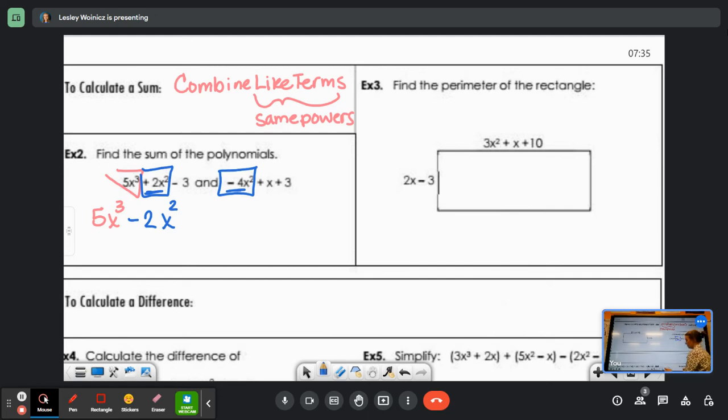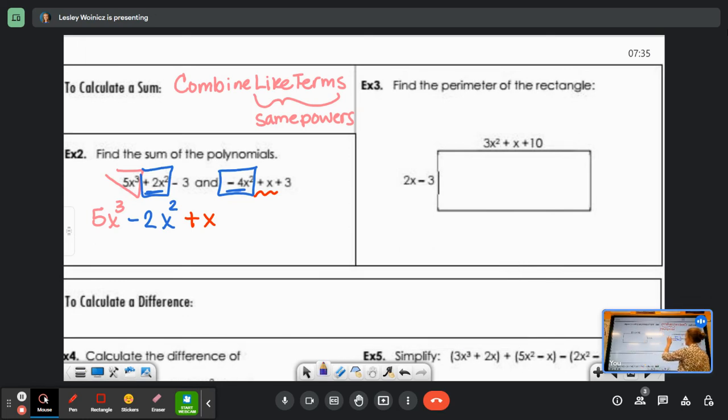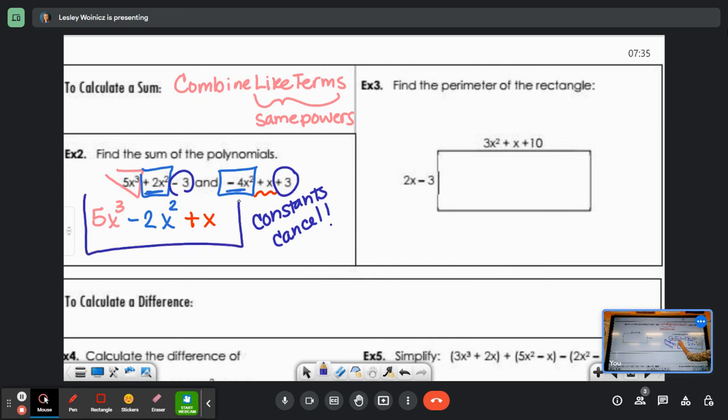All right, next I have but one linear term, just a lone x. So I write him in there. And then last but not least, I have a negative 3 and a positive 3 for constants. Negative 3 and positive 3 cancel, so I don't have to write anything. Constants cancel. Guys, that's it. This one's done. Stick a fork in it.